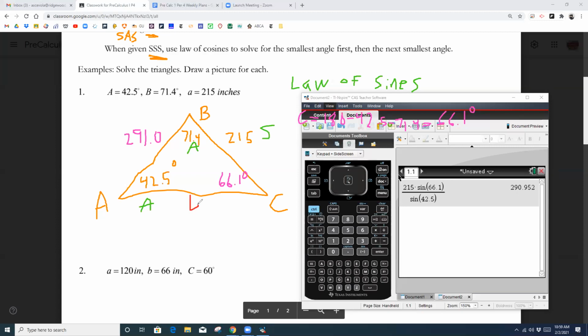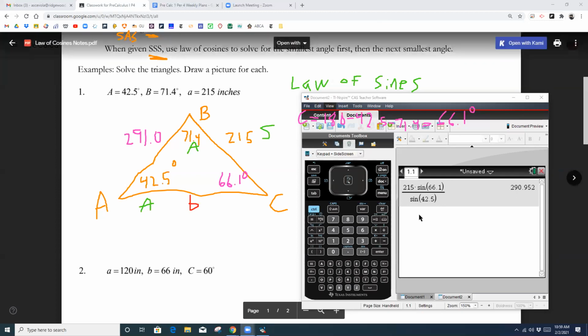All right. And then do the same thing to solve for side B here. Okay. So again, do the law of sines. So that would be the sine of 42.5 over 215 is equal to the sine of 71.4 divided by b. All right, then I could cross multiply, and I would get b times 42.5 equals the sine of 71.4 times 215. All right, and then divide both sides by the sine of 42.5.